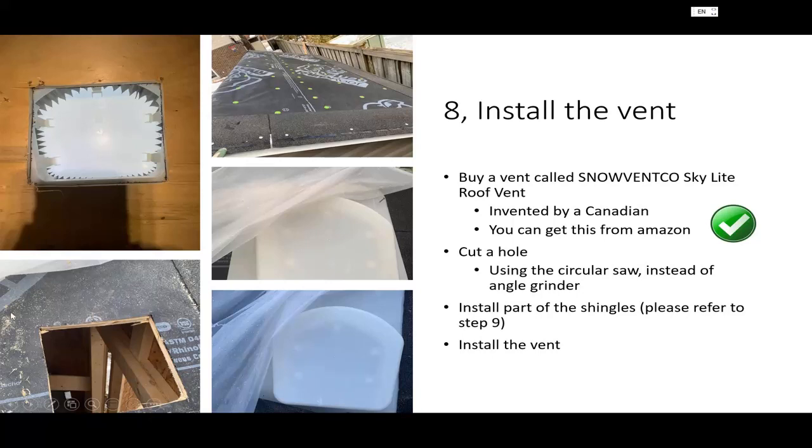But also, for everything surrounding this area, at least the bottom portion, you will need to install part of the shingles first, and then you cut a hole somewhere, okay? So that's why, in terms of the sequence of events, after you cut the hole, you install part of the shingles from the bottom to the top, and we have a hole here, and then you install the vent.